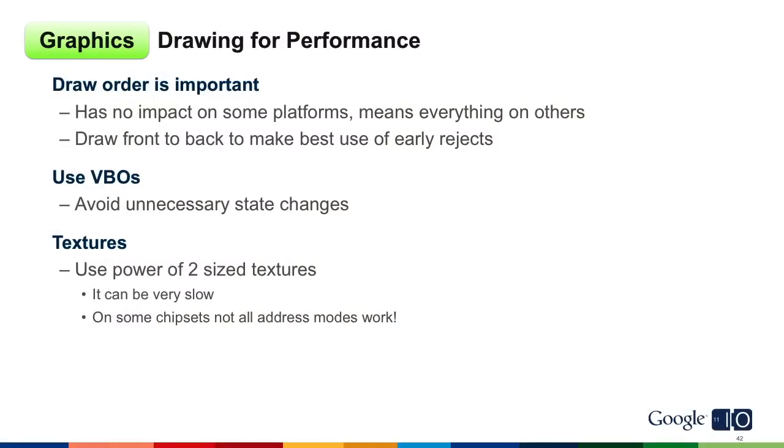So some small tips about drawing for performance. Draw order is important, especially if you're not on a tile-based renderer, or a specific type of tile-based renderer in this case. So definitely draw front to back. It really helps. VBOs are critical for performance. You want to avoid unnecessary state changes. And finally, you need to use power of two-sized textures.